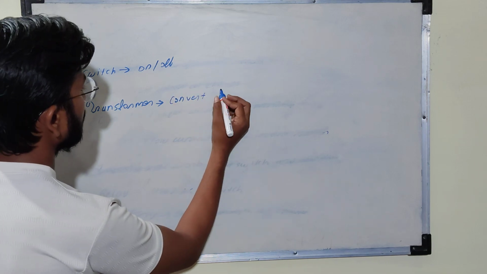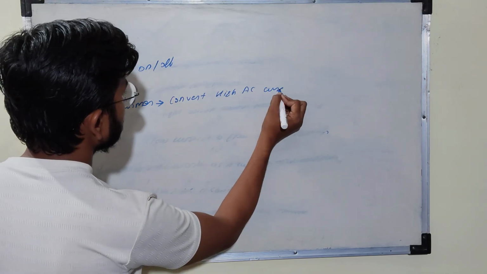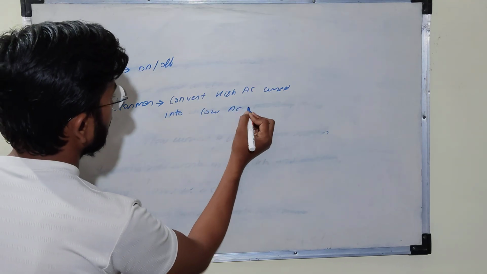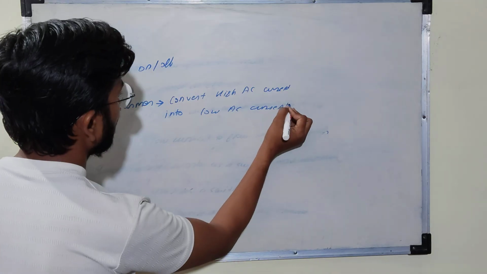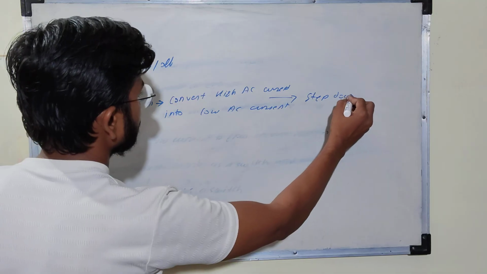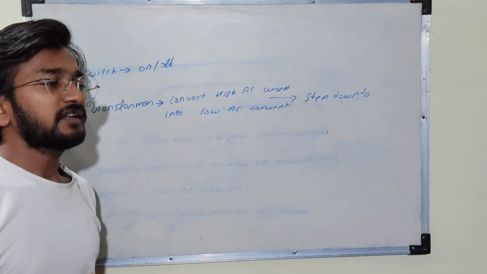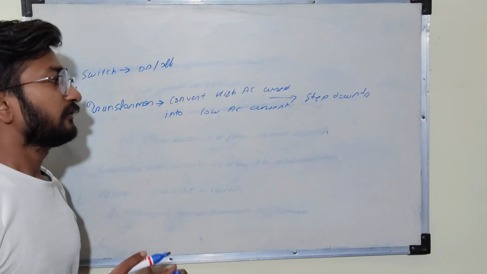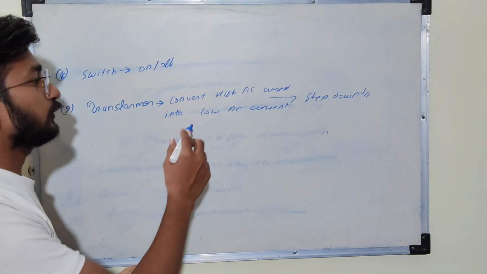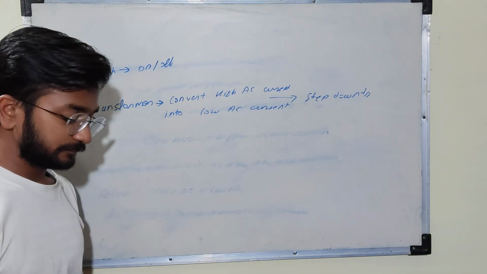It converts high AC voltage into low AC voltage. Remember that here you use a step down transformer because every electronic component needs low voltage. So we need low voltage in terms of DC. Here we use a rectifier to convert AC supply into DC supply.